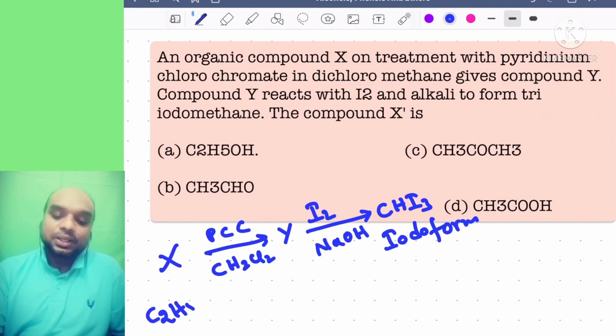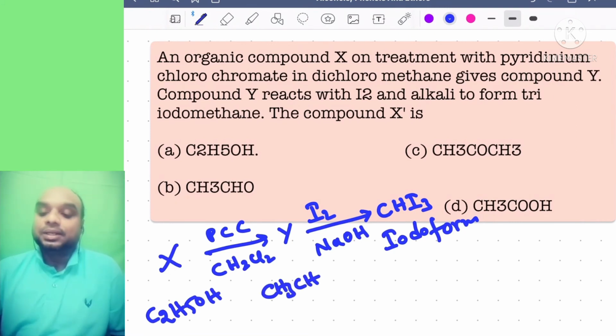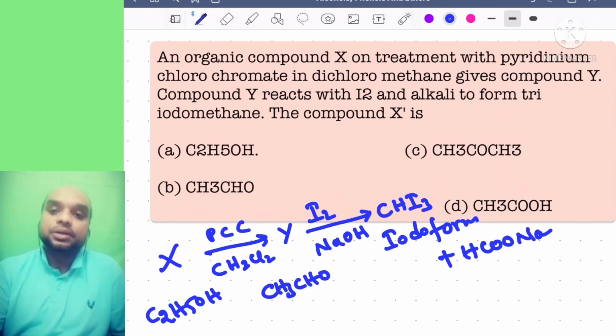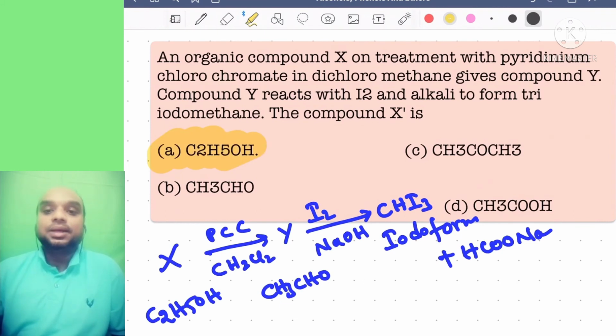When you take ethyl alcohol, we get acetaldehyde. That acetaldehyde, when it undergoes the iodoform reaction, gives iodoform plus sodium formate. So the right answer you can choose is this option: ethyl alcohol is the right answer.